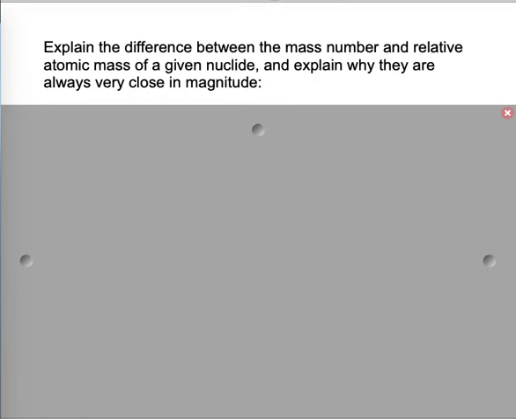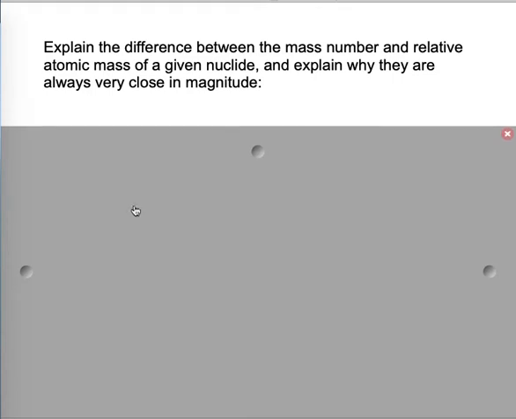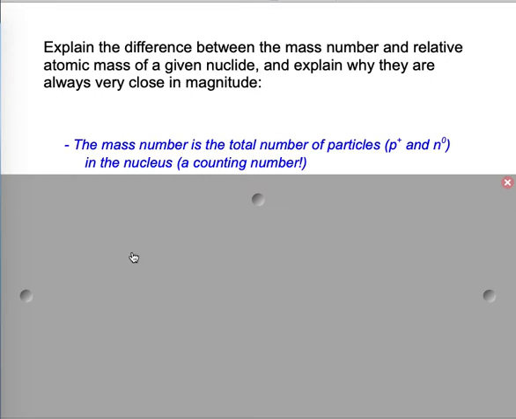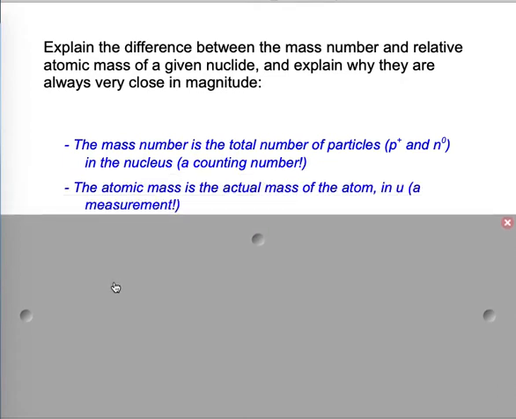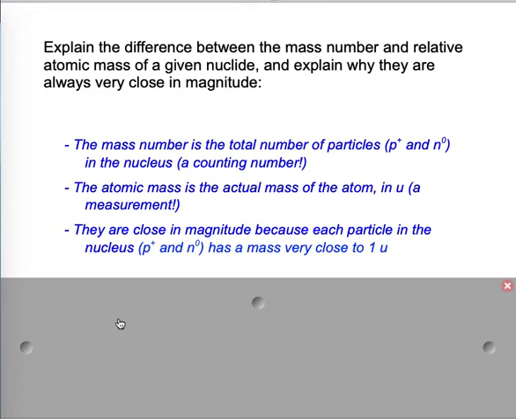Now, here is a question that's going to come up. I'm probably going to ask you this on an assessment. Explain the difference between the mass number and relative atomic mass of the given nuclide, and explain why they are always very close in magnitude. It's important to understand the distinction. The mass number is the total number of particles, protons and neutrons in the nucleus, and it is a counting number. The atomic mass is the actual mass of the atom measured in U, unified atomic mass units, which is a measurement. They're close in magnitude because each particle in the nucleus, that is each proton and neutron, has a mass very close to 1 U. Therefore, the relative atomic mass will be very close to the mass number.